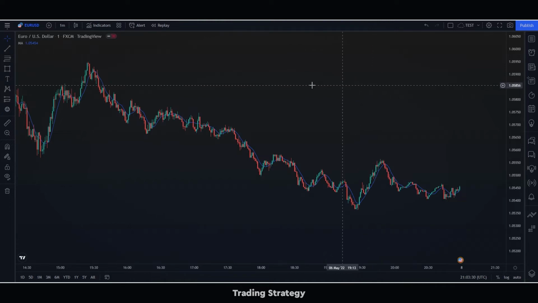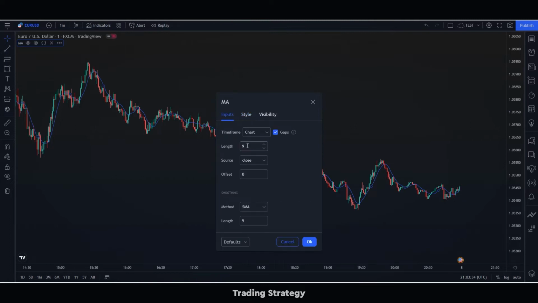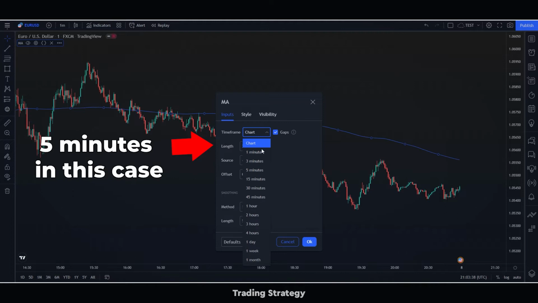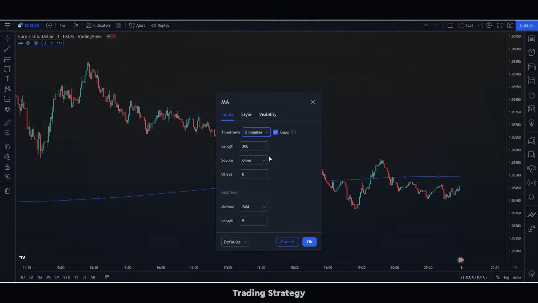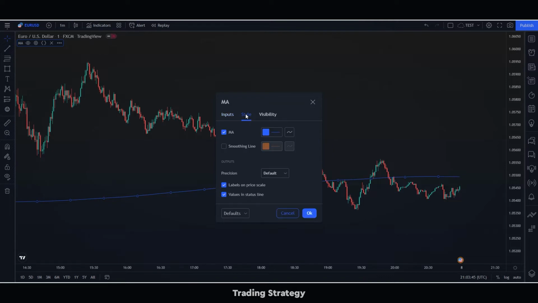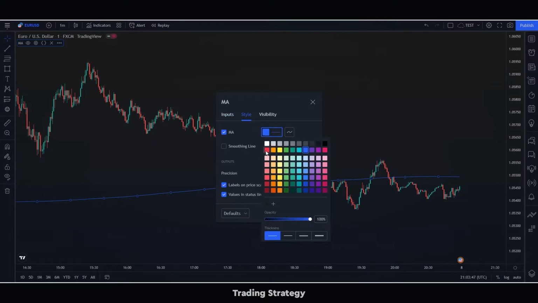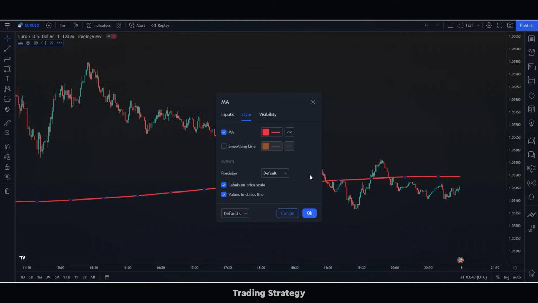We will configure the moving average of 300 periods, but on a higher time frame chart. Which could it be in this case? 5 minutes, since the operations will be carried out on the 1-minute chart. By setting this up in this way, the moving average will take the candlesticks from the 5-minute chart. Once this is done, we will change the color to red, and we will increase the thickness to the maximum.